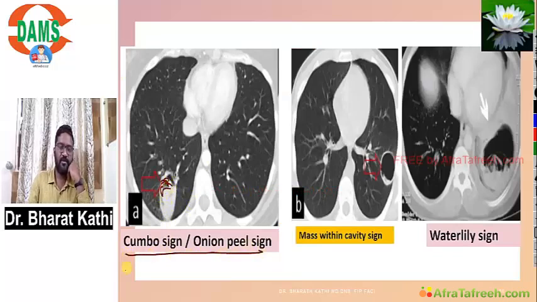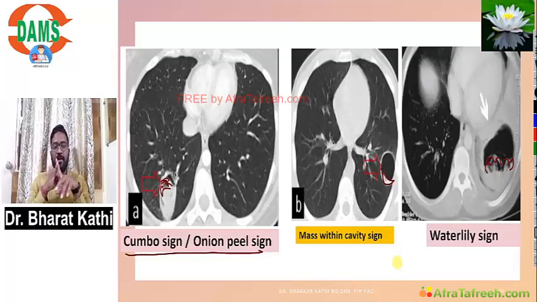So they'll have some irregularities. It is called the Cumbo sign or onion peel sign. And the mass within a cavity sign: there will be a cavity and you can see a mass there. Because of those ruptured membranes, they appear like petals of a lily, so it is called the water lily sign. All these names you should know.